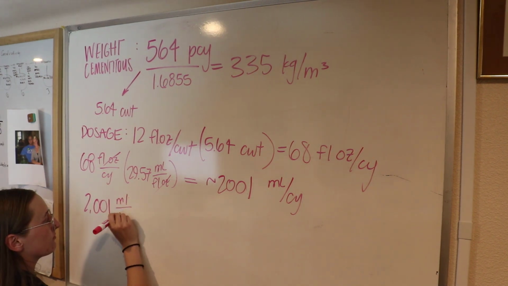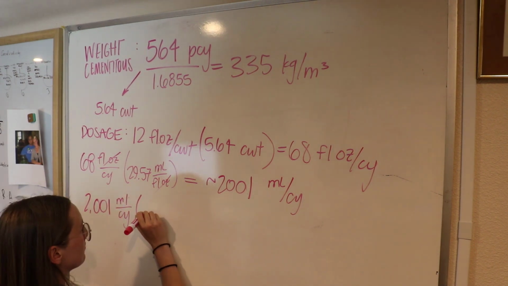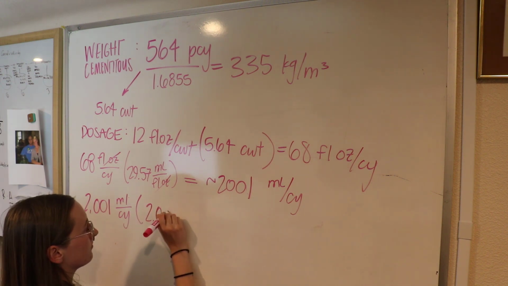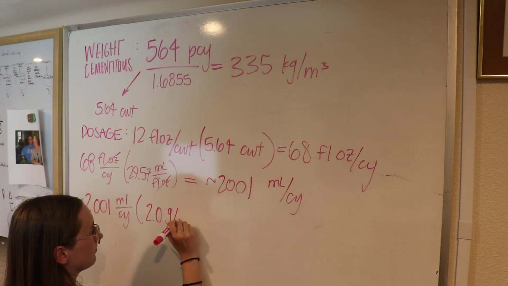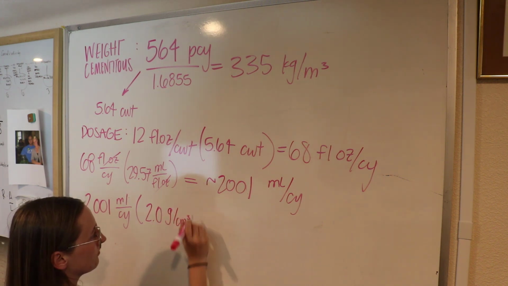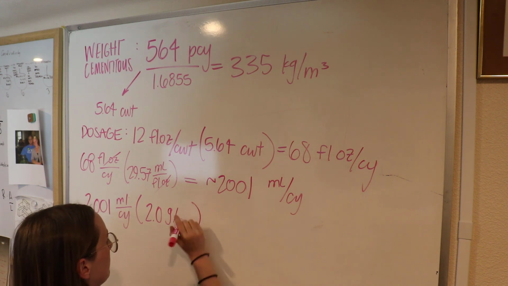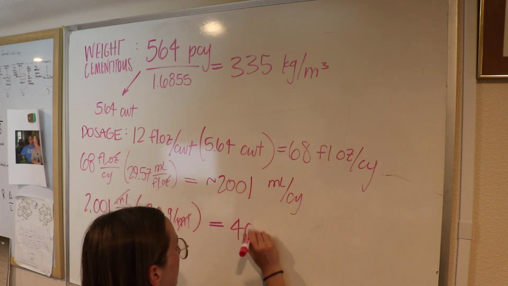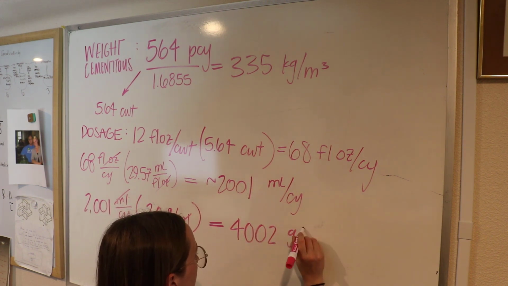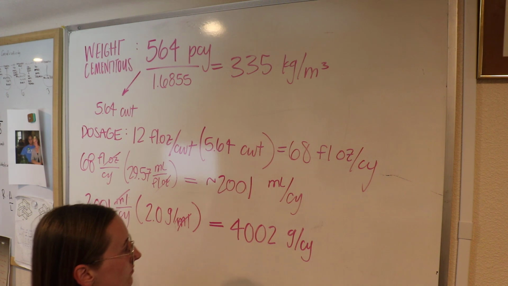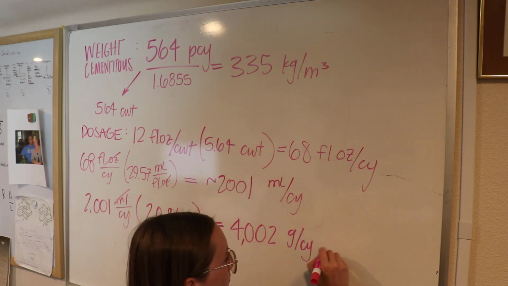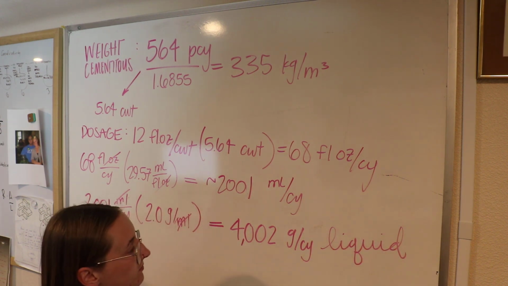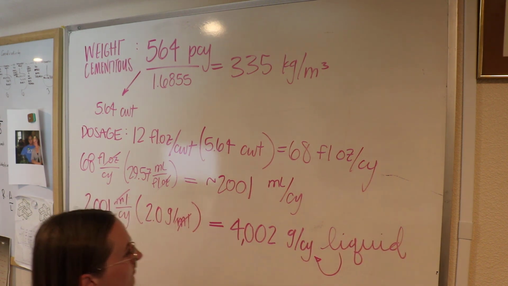Now we multiply that 2,000 milliliters per cubic yard by the specific gravity of our non-chloride accelerator, which, looking online, we found for most of them to be somewhere between 1.8 or 1.9 and 2.5. So we settled on 2 grams per cubic centimeter, and a cubic centimeter is really just a milliliter. The milliliters cancel out, and we're left with 4,002 grams per cubic yard.